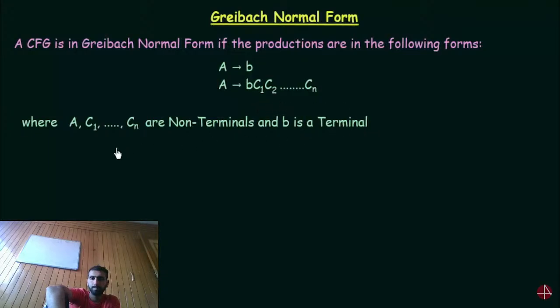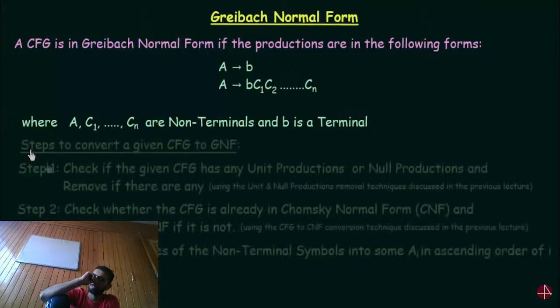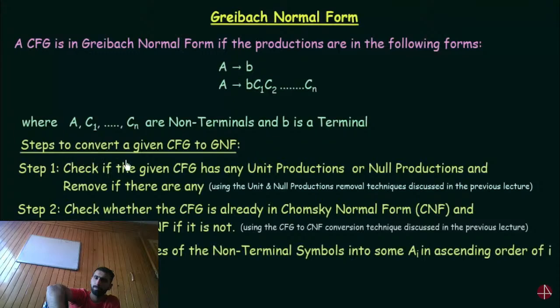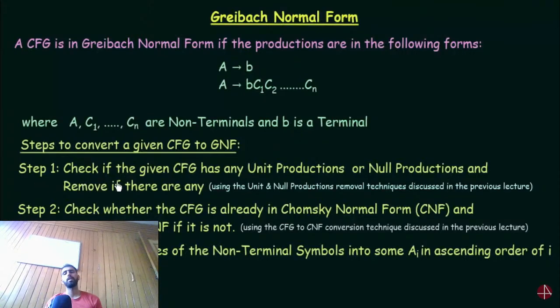So now we shall see the steps that we need to follow in order to convert a given CFG to its equivalent Greibach normal form. So here we have the steps that we need in order to convert a given CFG to GNF. So step number 1. Check if the given CFG has unit productions or null productions, and remove if there are any. So you have to first check in the given CFG, are there any unit productions or null productions? If you don't know what are these, I request you to watch the previous videos where I have discussed about unit productions and null productions, and also we have discussed how to remove the unit productions and null productions in one of the previous lectures.